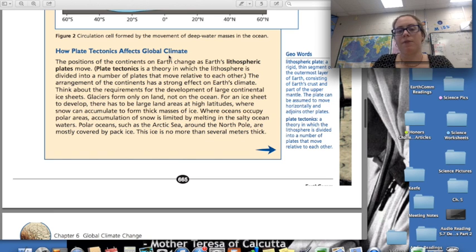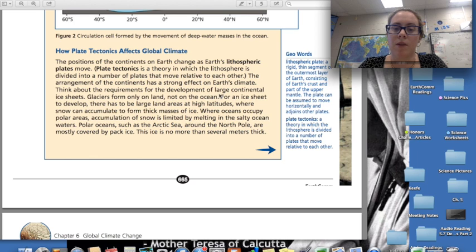Let's continue on. How plate tectonics affects global climate. The positions of the continents on Earth change as Earth's lithospheric plates move, so our continental plates and our oceanic plates. Plate tectonics is a theory in which the lithosphere is divided into a number of plates that move relative to each other. We've learned about this. The arrangement of continents has a strong effect on Earth's climate.